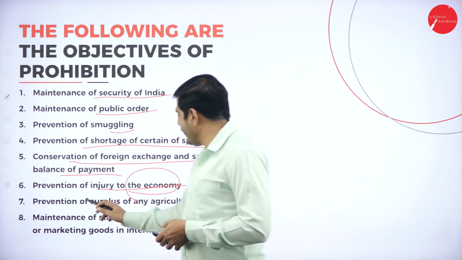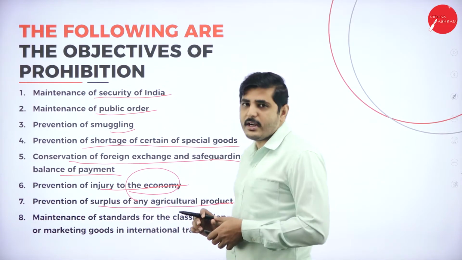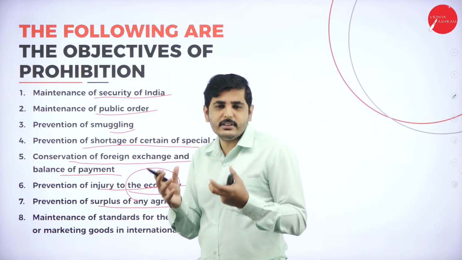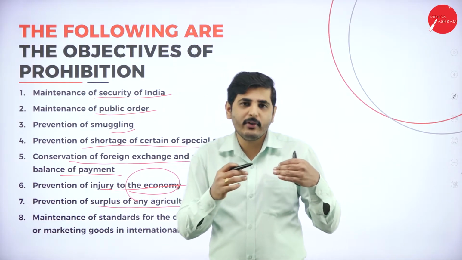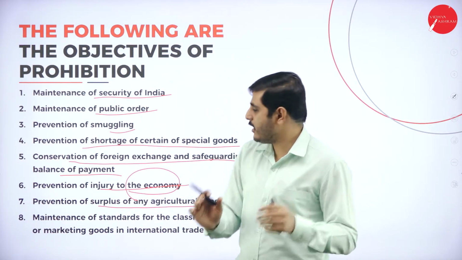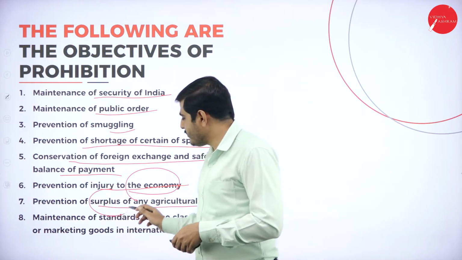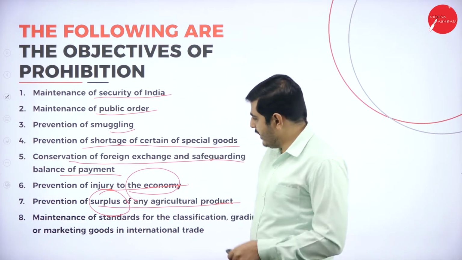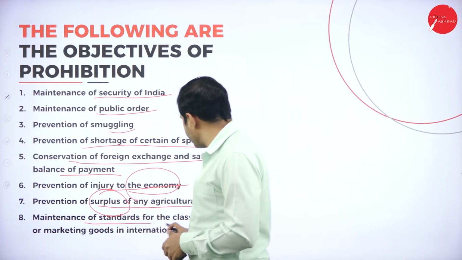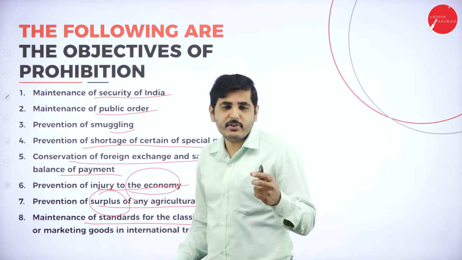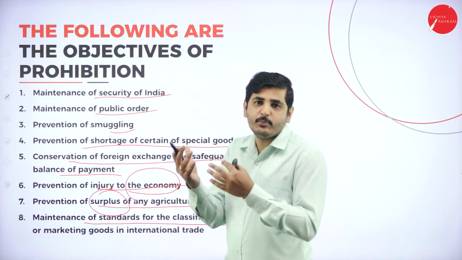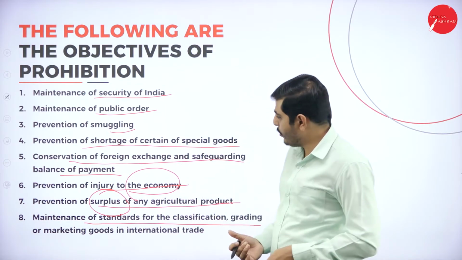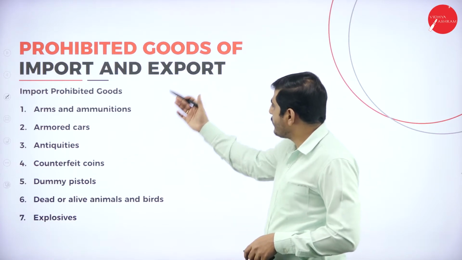Next one, prevention of surplus of any agricultural product. By reducing the custom duty on agricultural products, we can encourage export, and this also leads to prevention of surplus and lack of demand. Next one, maintenance of standards of some classification of goods. When we levy duty on goods, only higher standard goods we can export and also only higher standard goods we can import.